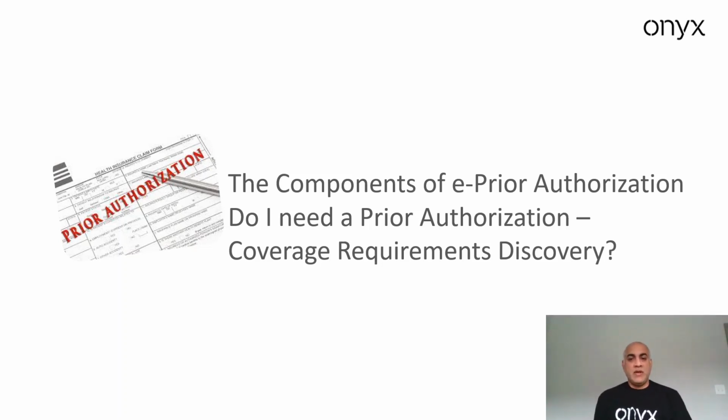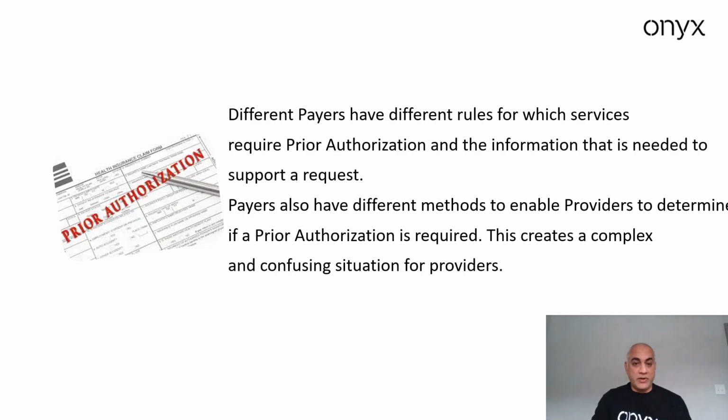Hello everyone, I'm here to talk about the components of electronic prior authorization. The first part of electronic prior authorization is to check if you need an actual prior authorization before the doctor can provide a service or a treatment to a patient. That first part is called coverage requirements discovery.